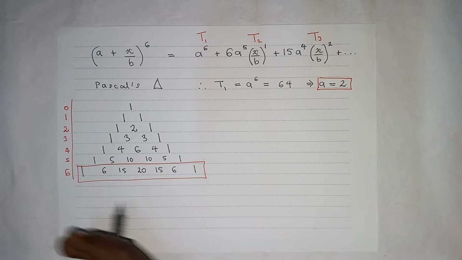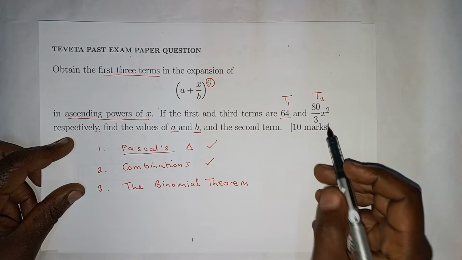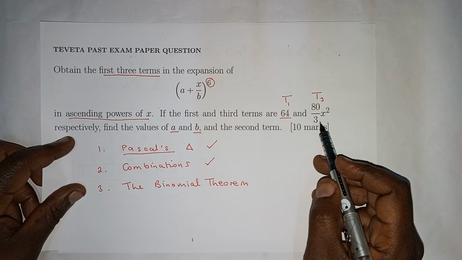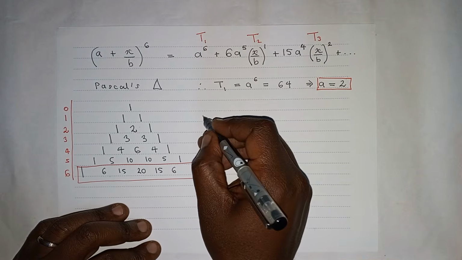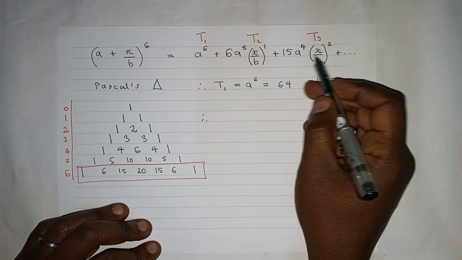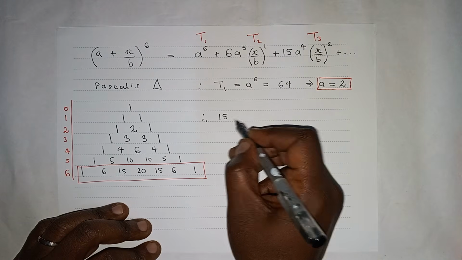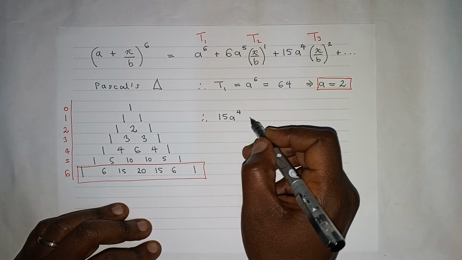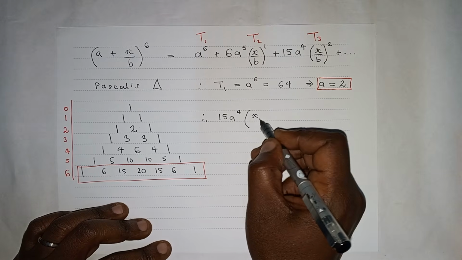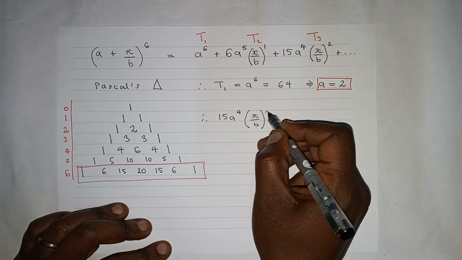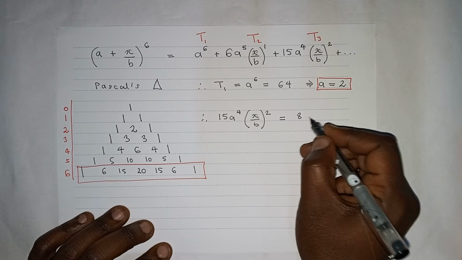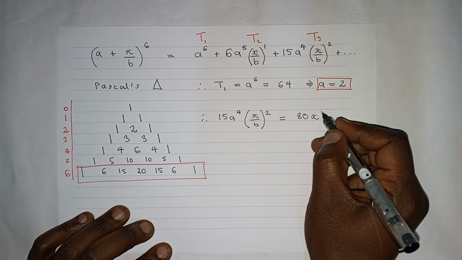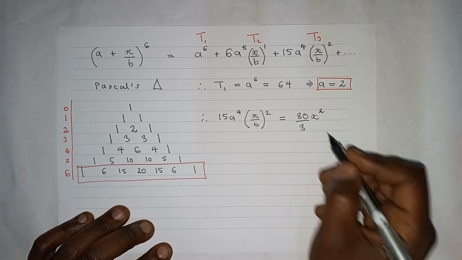We have also been told that the third term is 80 over 3 multiplied by x squared. So therefore, this third term here, 15a raised to the power 4 times x over b all squared, should be equivalent to 80 x squared divided by 3.